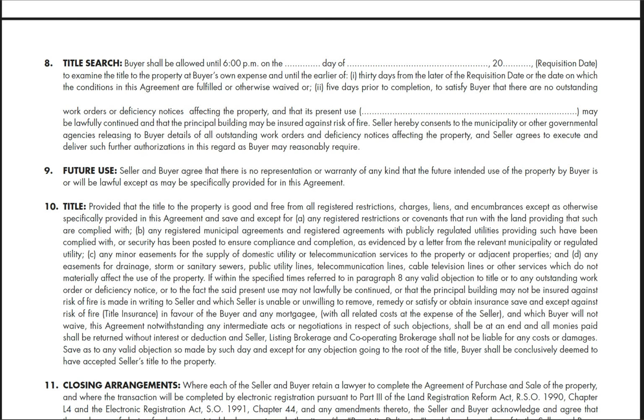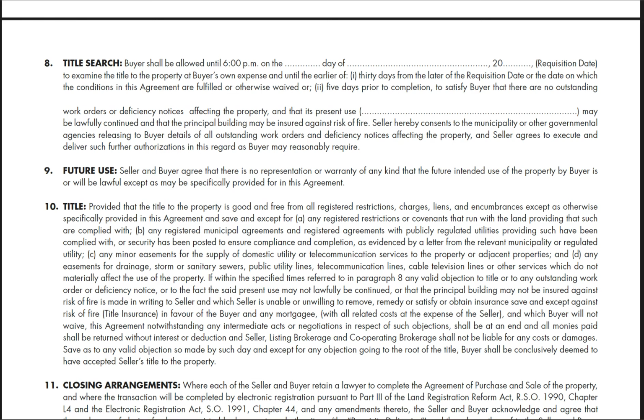The requisition date. The requisition date is basically a deadline by which the buyer must complete the title search and raise any issues. This date is negotiable and is typically about 2 to 4 weeks before the closing date. If the buyer finds issues, they must notify the seller before this date. So usually it is 2 weeks before for residential, and that allows the lawyer to then say, hey, I found a lien, an additional lien on the property that we were unaware of. What's going on here?